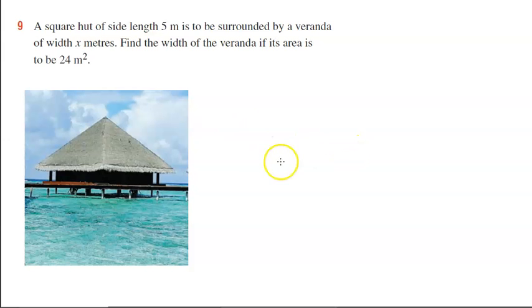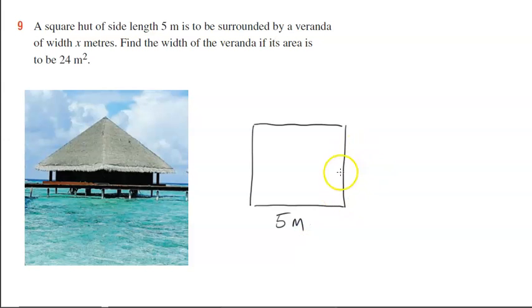Okay, so what this is saying is that we have the actual hut itself. Here's the hut, and this is from a bird's eye view. The side length is 5 meters, so it's a square hut. So we know that this is 5 meters. From a bird's eye view, within here we have 25 square meters. And let's just assume that it's asking for the plasterboard roof. So the roof, when we put it on, is 25 square meters.